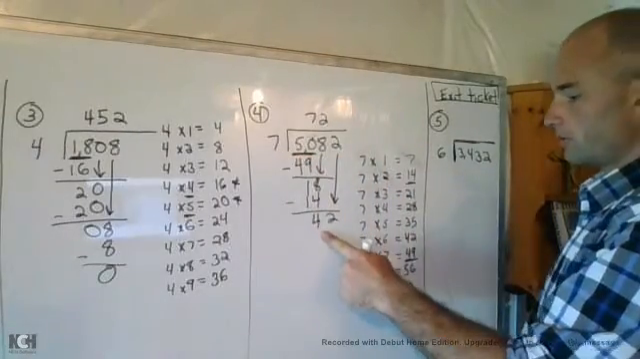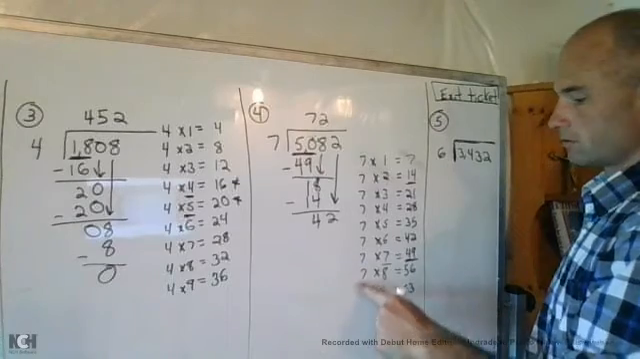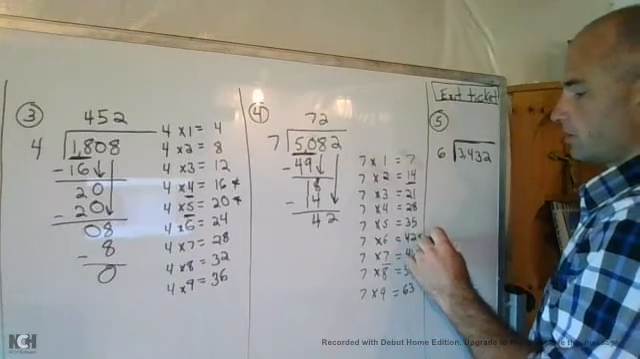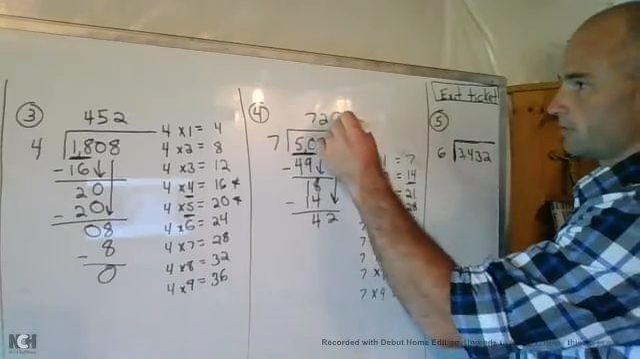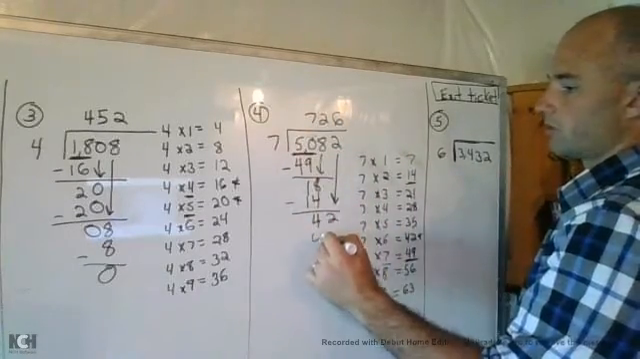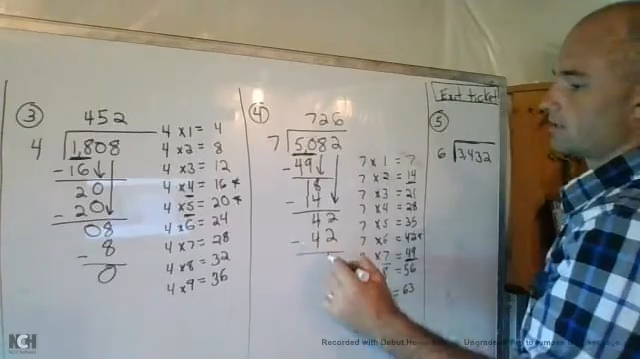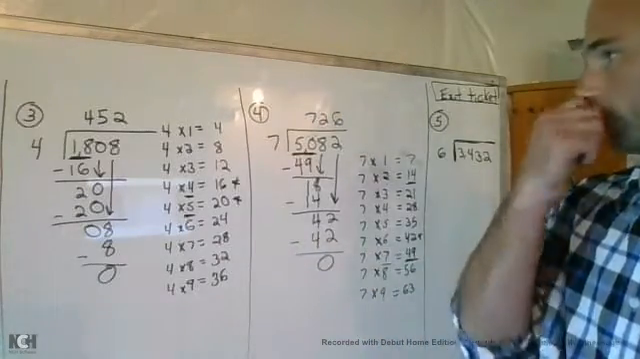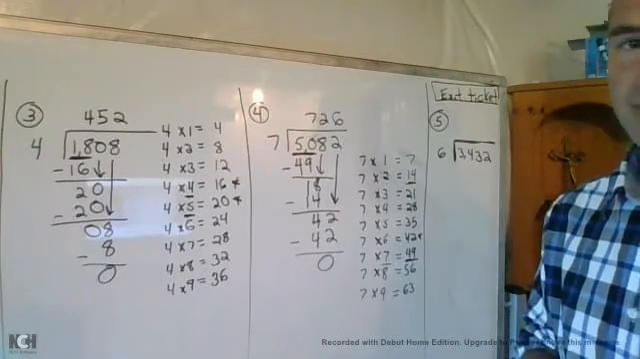7 goes into 42 how many times? Well, it goes in exactly into 42. It took me 6 times to get there. 6 times 7 equals 42. I subtract, I have nothing left over and nothing to bring down, giving me 726 as my solution.